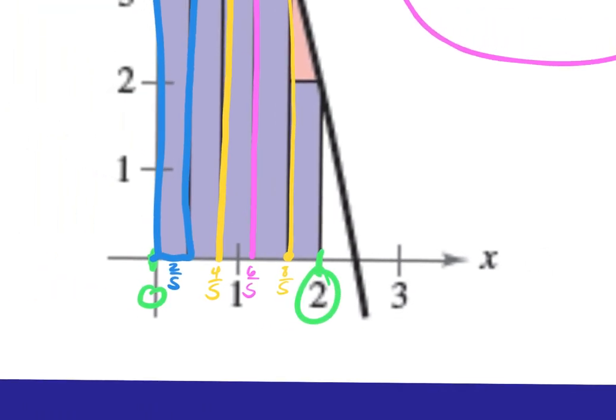So in order to find the width, we take the actual marked points and divide by the number of rectangles that are there. To find the height, you have to find f of whatever the value is at that x coordinate. So if there are 5 rectangles, you're going to do this 5 times. If there were 4 rectangles, you're going to do it 4 times. And then at the end, you're literally going to add them all together.